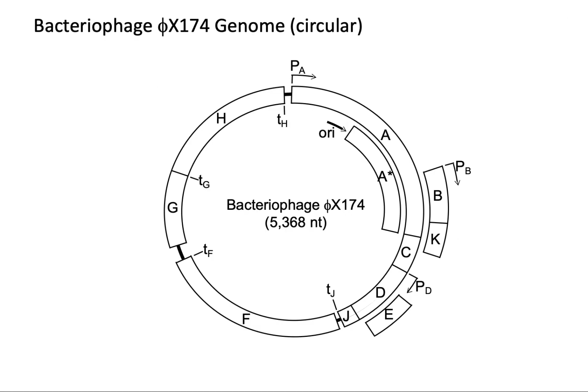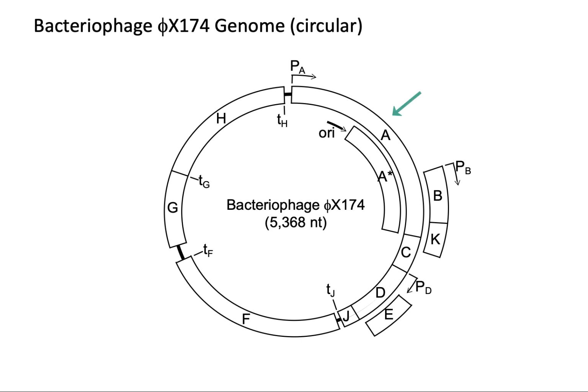This is the ΦX174 genome. It's circular. When it enters the cell, it's actually packaged in the virion as a linear. There's the origin of replication, ORI, and then starting with the promoters, promoter A, promoter B, promoter D, and then you have terminators of transcription. And they're leaky terminators, so that you do get some transcription through those at various times.